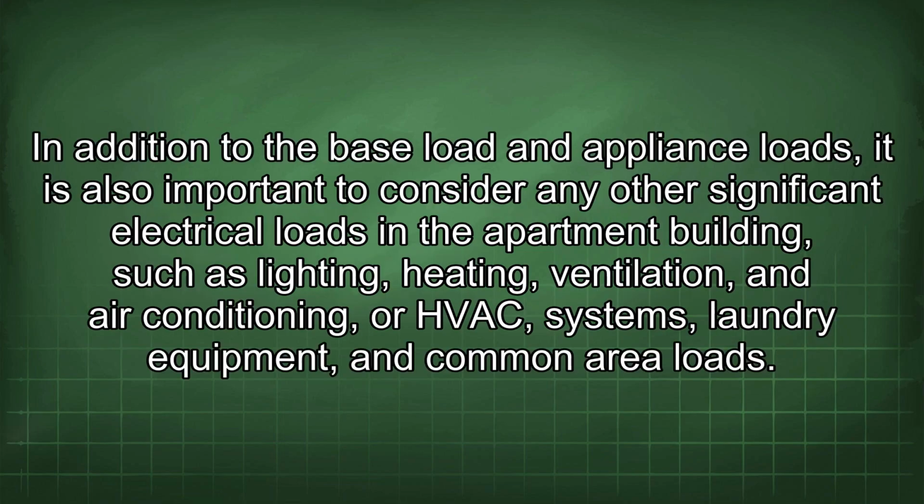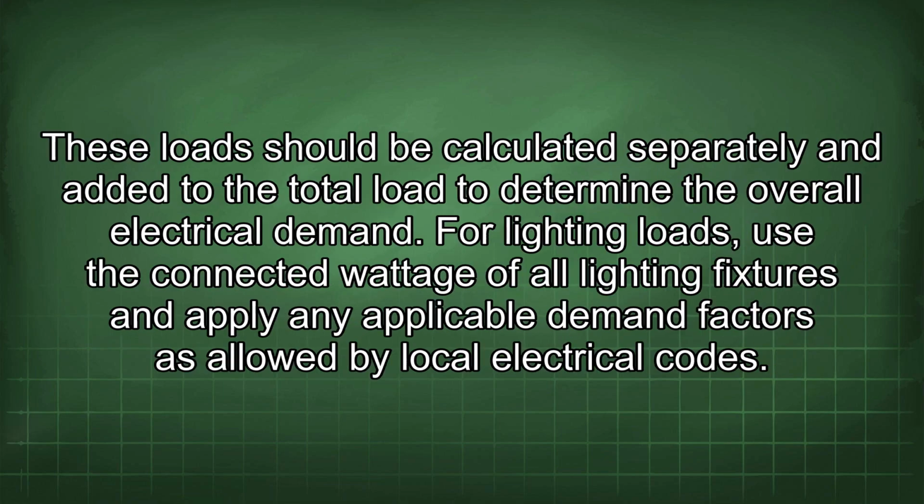In addition to the base load and appliance loads, it is also important to consider any other significant electrical loads in the apartment building, such as lighting, heating, ventilation, and air conditioning or HVAC systems, laundry equipment, and common area loads. These loads should be calculated separately and added to the total load to determine the overall electrical demand. For lighting loads, use the connected wattage of all lighting fixtures and apply any applicable demand factors as allowed by local electrical codes.